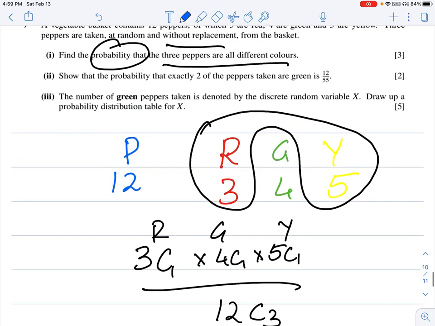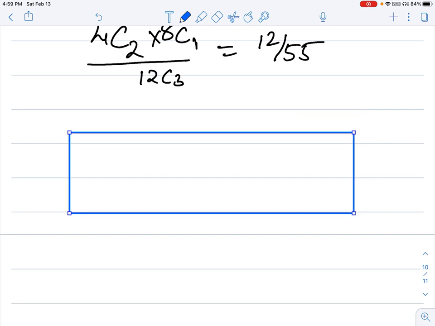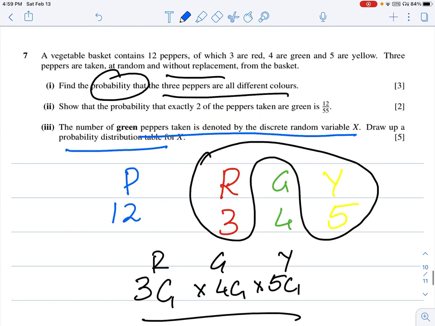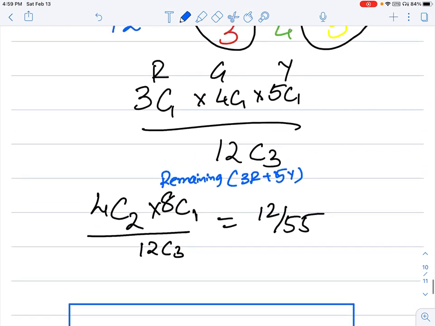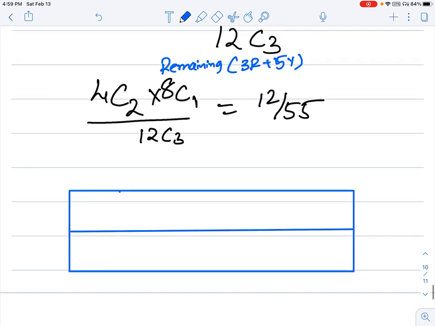Next one, the number of green peppers taken is denoted by random variable x. Draw the probability distribution for x. So number of green peppers. How many green are there? 4 green are there. And how many am I choosing every time? I'm choosing only 3. So I can get 0 green, no greens at all. I can get 1 green, I can get 2 greens, or I can get 3 greens. I cannot get 4 greens because I'm choosing only 3 peppers.